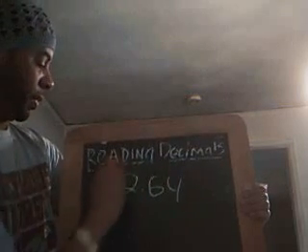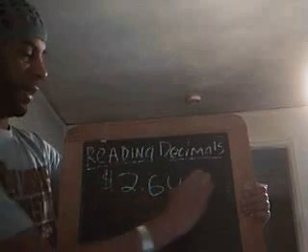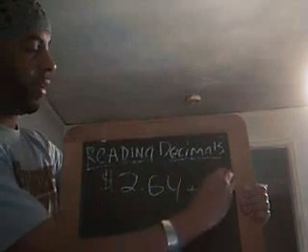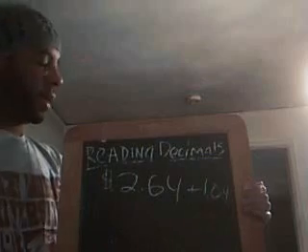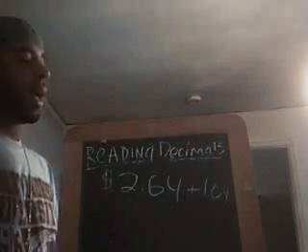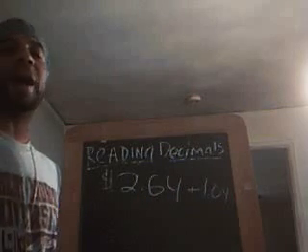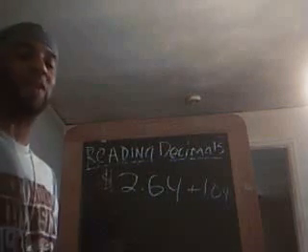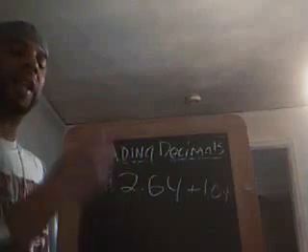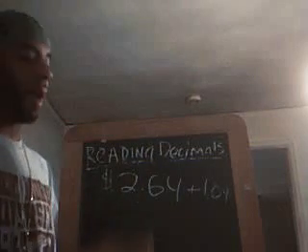$2.64 plus $1.04. Again, what will we do? Line up the like quantities. That means numbers that are alike in a problem. Yes, that's exactly what that means, Idris. Quantity means numbers that are alike in the problem.